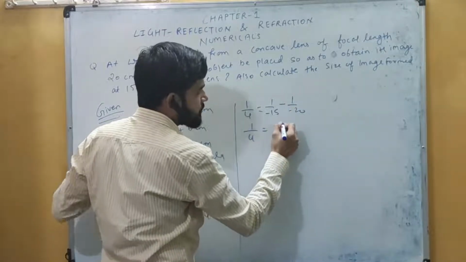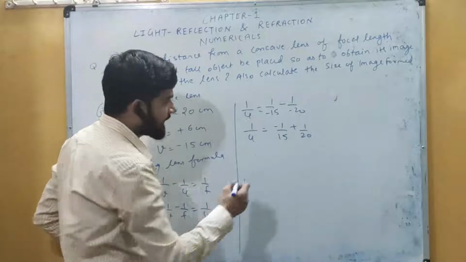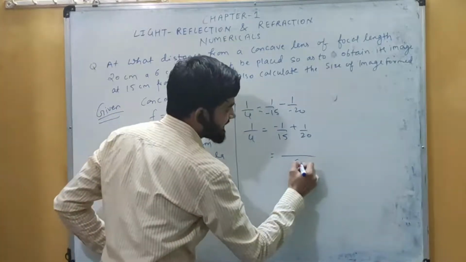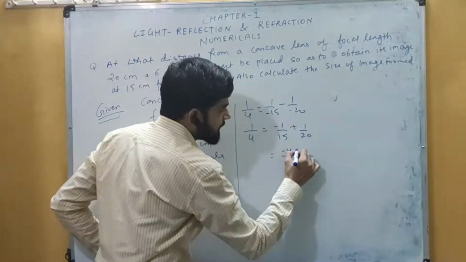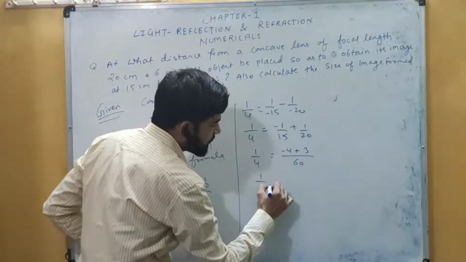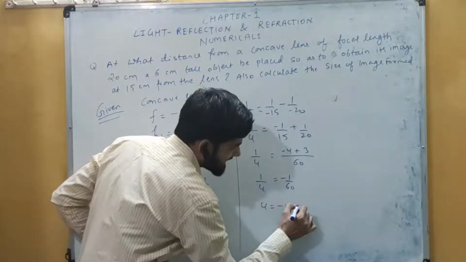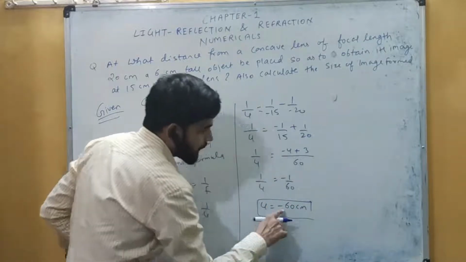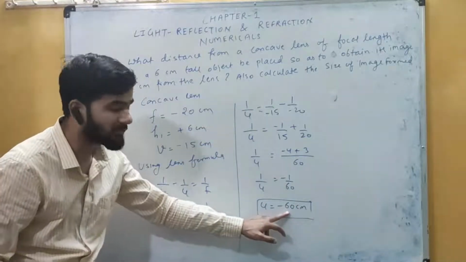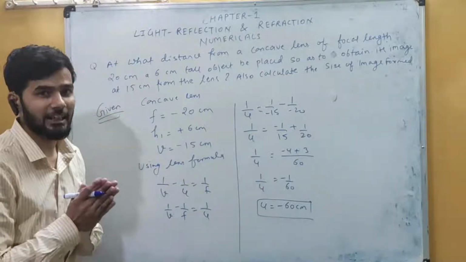So I can write 1 by u is equal to minus 1 by 15 plus 1 by 20. Okay, so we will take the LCM, that is 60. So minus 4 plus 3. So 1 by u is equal to minus 1 by 60. So here I can get u is equal to minus 60 centimeter. And this object distance should always be negative. और हमारे पास यहाँ आंसर भी क्या है, नेगेटिव आ रहा है, मतलब ये सही है.